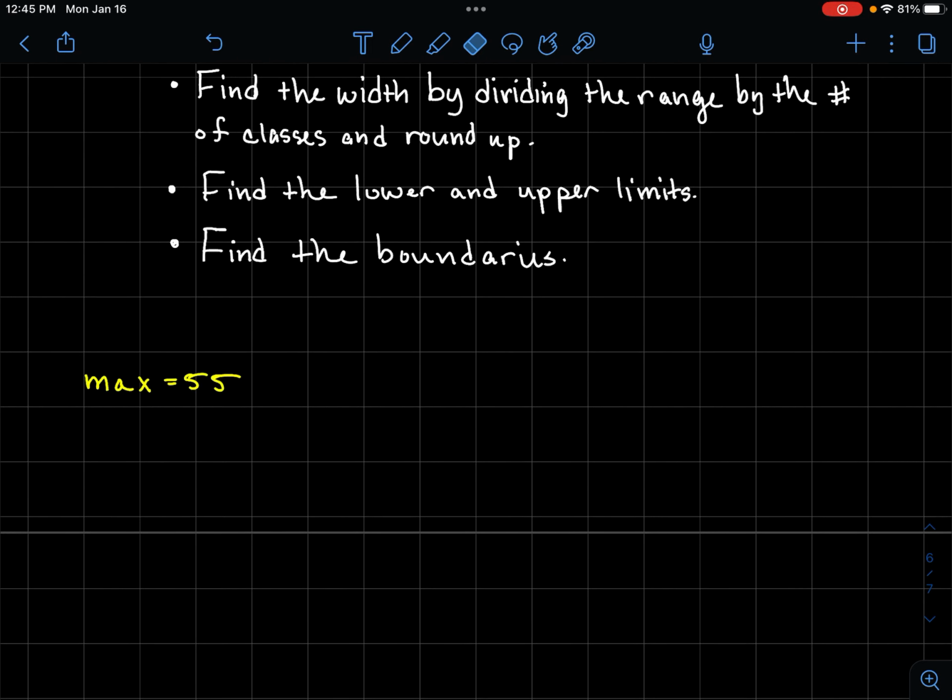So if we go back to our data, the largest number, or the max, for Electoral College votes was 55 votes. The least amount of Electoral College votes that we have is 3. So the range would be the max minus the min. 55 minus 3 is 52. So there is our range of values.